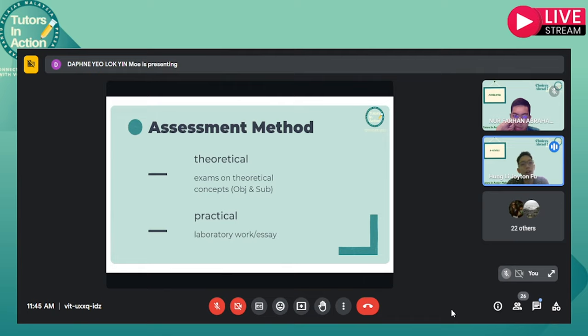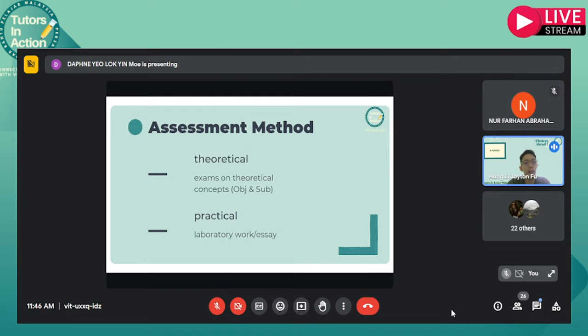So for practical work, it's a little bit more special because as far as I know, every A-level college does have labs. And every week in MCKL, there's a practical session for every single science subject that you take. So for example, if you take chemistry, bio, and physics, then you have one lab session for each subject every week. So it is a very holistic education, I would say. It not only focuses on the theoretical side, but it also focuses on the practical side.